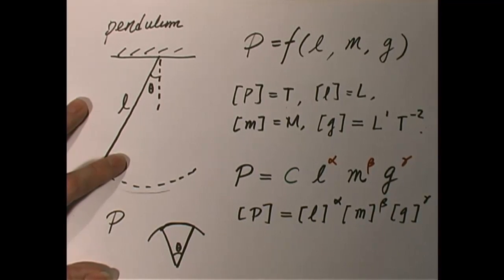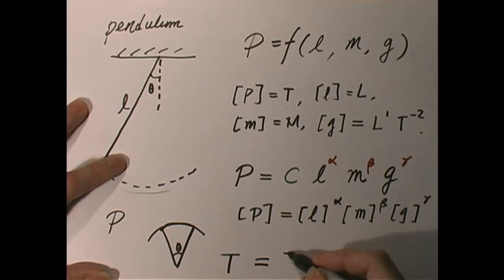All right? Now, what do I do next? Let me write down dimension of L, dimension of M, dimension of G, dimension of P in terms of basic dimensions, T, L, and M. These are the only three independent dimensions. Okay, so what about this? The dimension of P, which is, of course, that of time. That's just T. All right? What's that equal to?